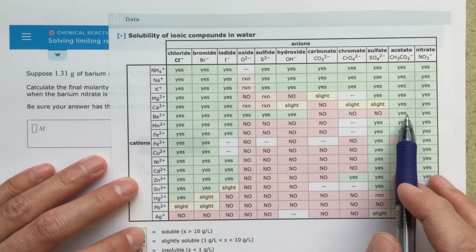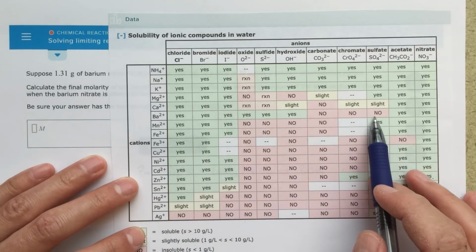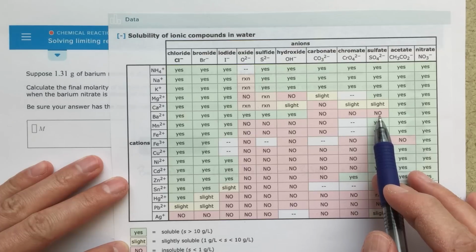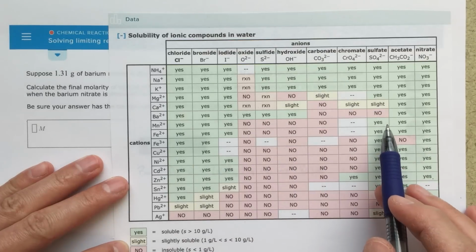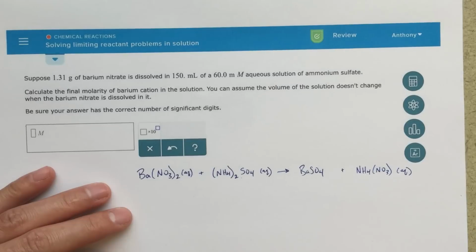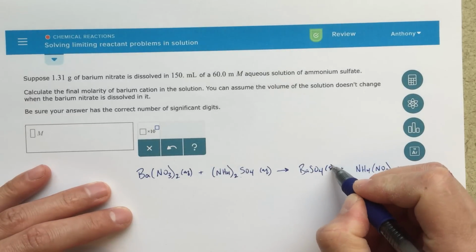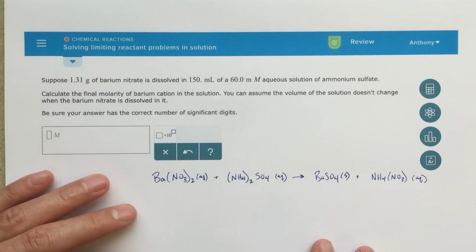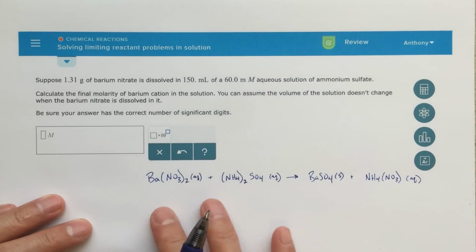So where is sulfate along here? Sulfate and barium, no, it is insoluble. So this is telling me that barium sulfate is going to be insoluble in water. So we can write barium sulfate solid here. So what this is telling us is that we've got a reaction here.